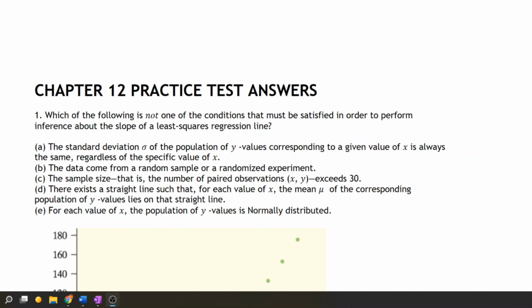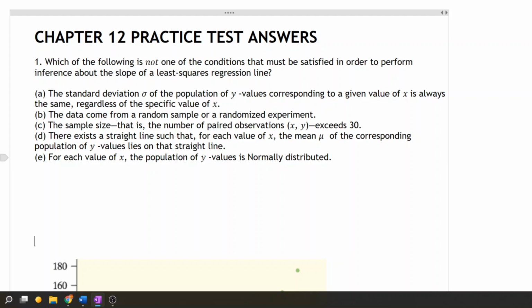Today we're going to be looking at the Chapter 12 practice test. This is the first video of the series on this Chapter 12 practice test, which has to do with all of the other stuff about linear regression. So we're talking about transformations to achieve linearity. And we're also going to be talking a bit about confidence intervals and hypothesis tests for the slope of a regression line, which happens to be what this first question is all about.